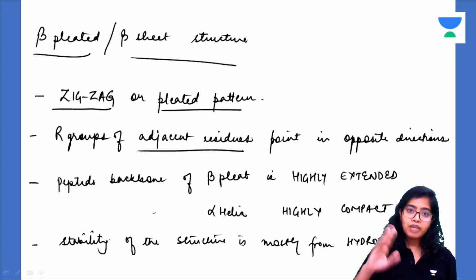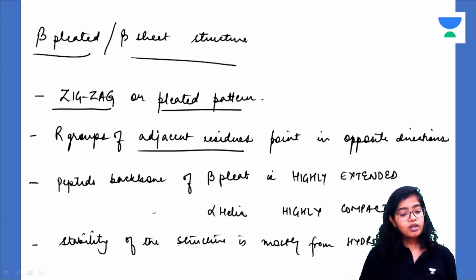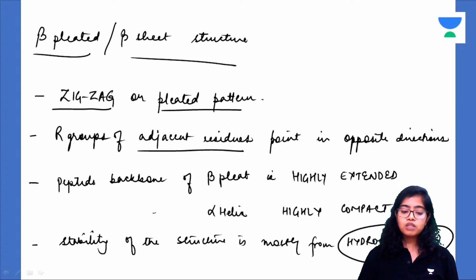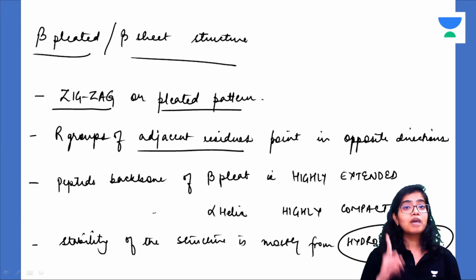Okay, one plate of the beta pleated structure. What is similar in them? That the stability of the structure is provided by the hydrogen bonds, isn't it? Because what I told you in the beginning was that secondary structure is stabilized by hydrogen bonds. Primary structure is stabilized by peptide bonds.